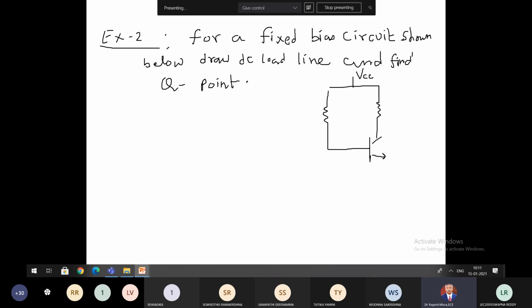This is VCC and its value is 9 volt. This is RC, its value is 3K. This is RB, its value is 830K. And beta of this transistor is given. Beta is 100.